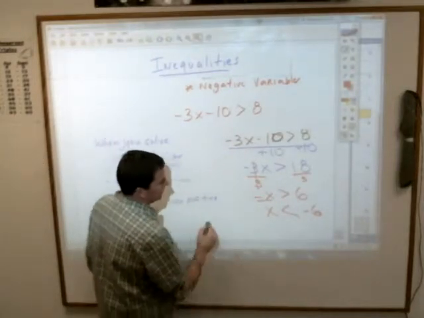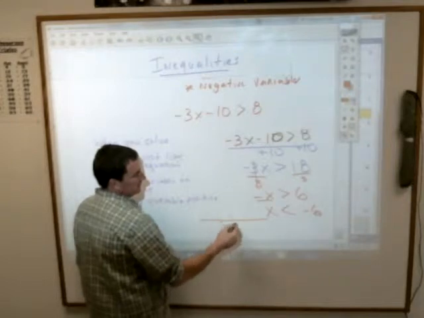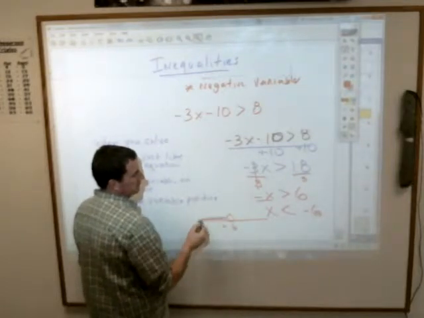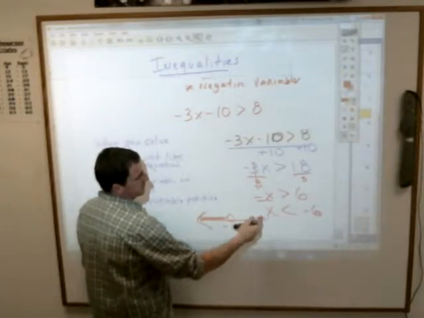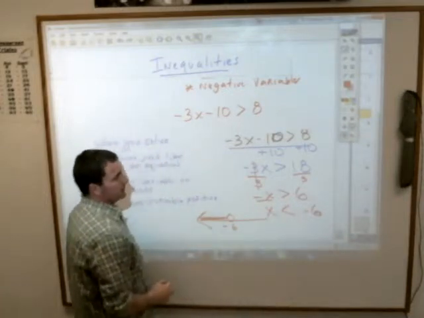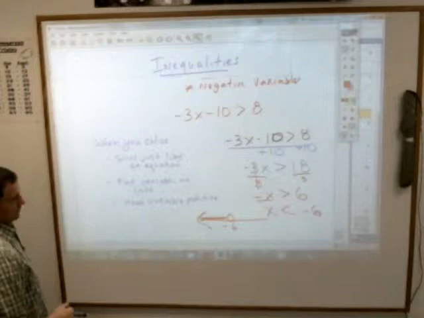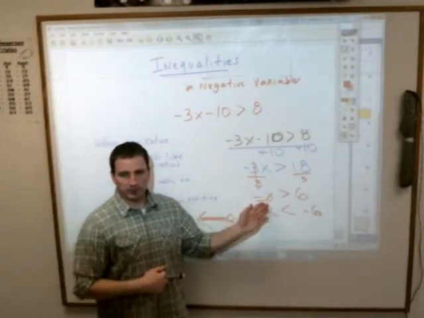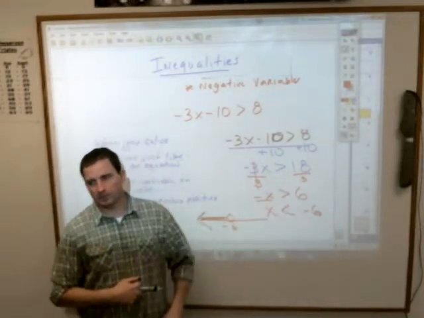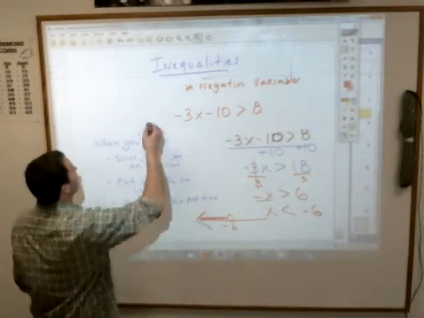And then when you graph this, what's it look like? At negative 6, there's an open circle, and it goes to the smaller than side. x is less than negative 6. I just wanted you to see at the end here, it's opposite, opposite, opposite, rather than trying to do way too many steps at one time.